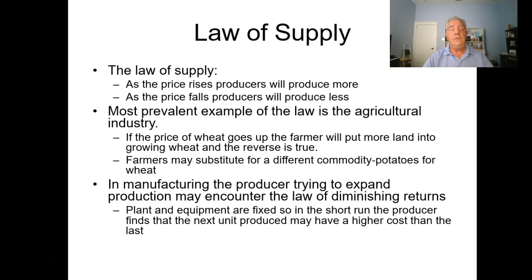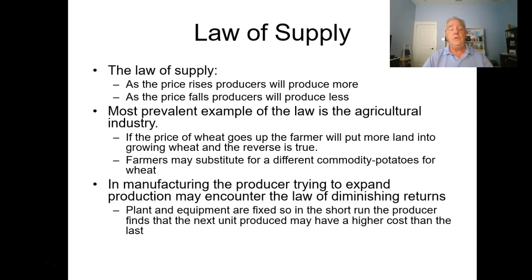For instance, let's say his factory is producing 100,000 units a year. The price of those units are, let's say, $2 or $3. The cost, rather, $2 or $3 cost. If he decides to produce 10,000 more, what's he going to have to do?